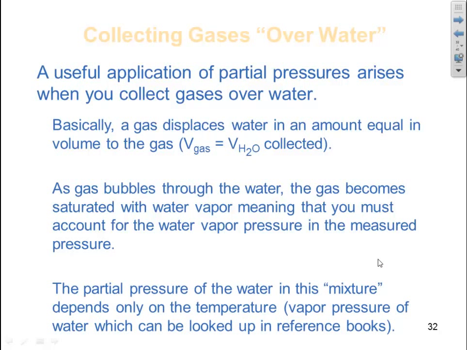The partial pressure of the water in this mixture depends only on the temperature. So the vapor pressure of the water can be looked up very easily in reference books at the particular temperature that your experiment is being run.